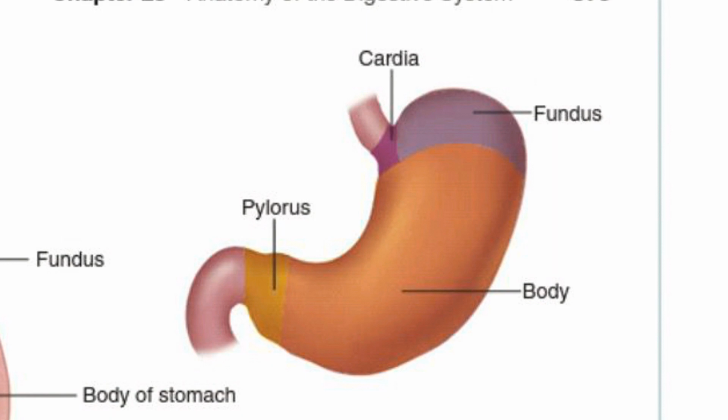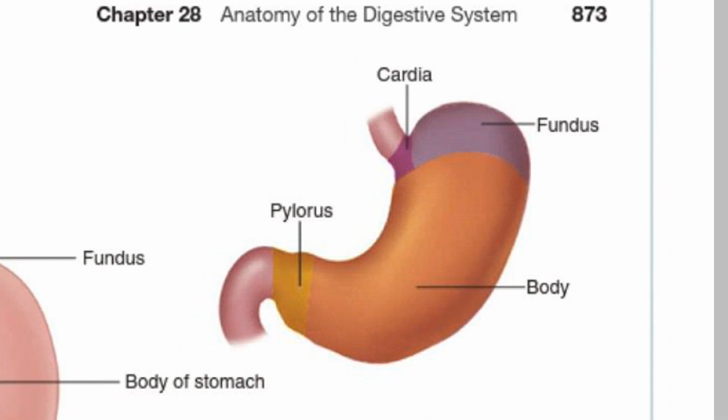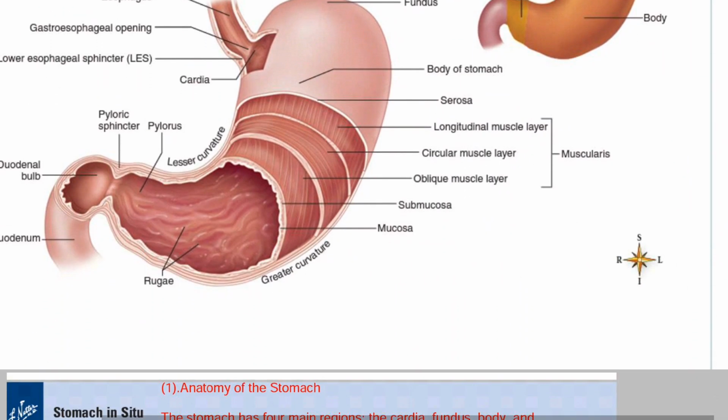As you can see on the screen, one stomach is shown to you, and as you can see, the entire stomach is divided into 4 regions, that is the cardia, fundus, body, and pylorus. So these are the 4 regions of the stomach.